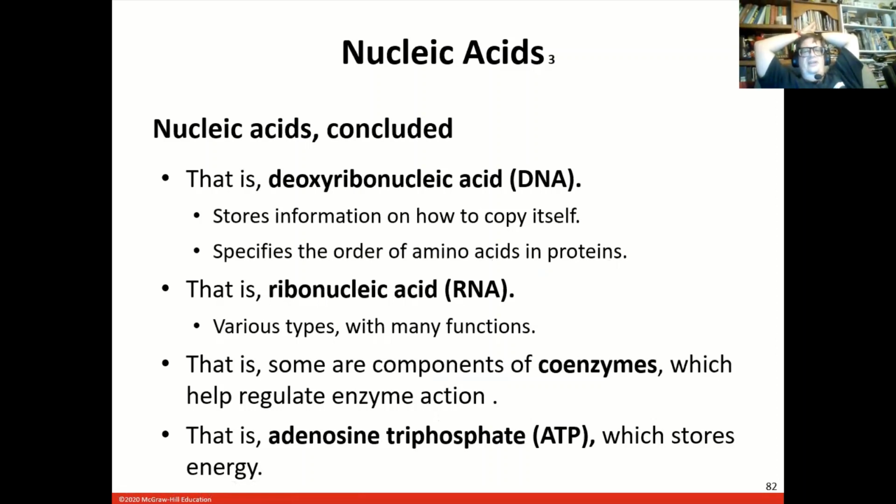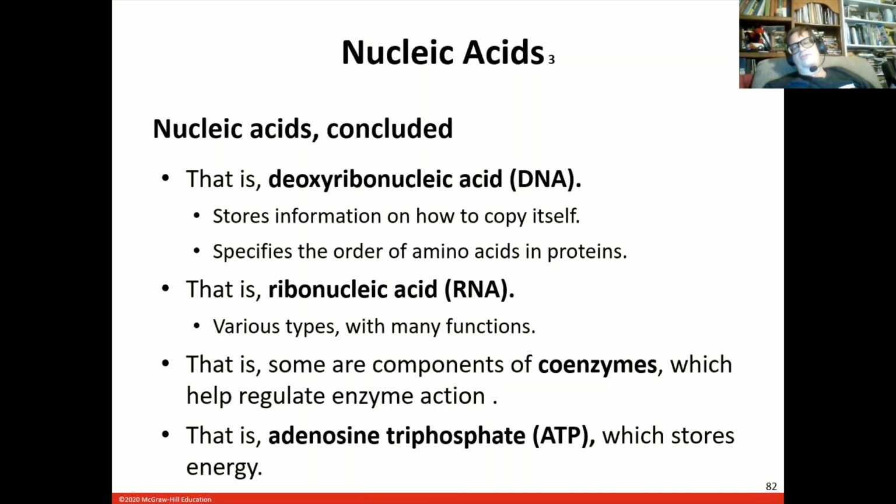Deoxyribonucleic acid is DNA. It has information on how to copy itself. What it's telling you is what order the amino acids should be in; the order of the nucleotides tells you what amino acids to use and in what order to put them. Now, ribonucleic acid, RNA: some of it's the same and some of it's different. There are different types of it.